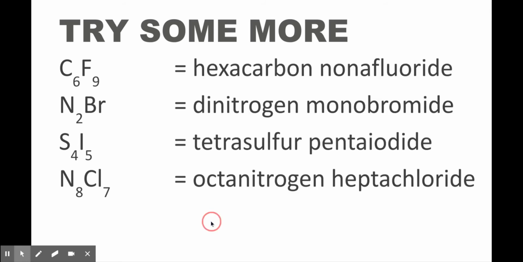And here are the answers. The first one is 6 carbons and 9 hydrogens. Wow, that's not an H. 6 carbons and 9 fluorines. So it's hexacarbon nonafluoride. The second is 2 nitrogens and 1 bromine. So it's dinitrogen monobromide. The third is 4 sulfurs and 5 iodines. So it's tetrasulfur pentaiodide. And the last is 8 nitrogens and 7 chlorines. So it's octanitrogen heptachloride.